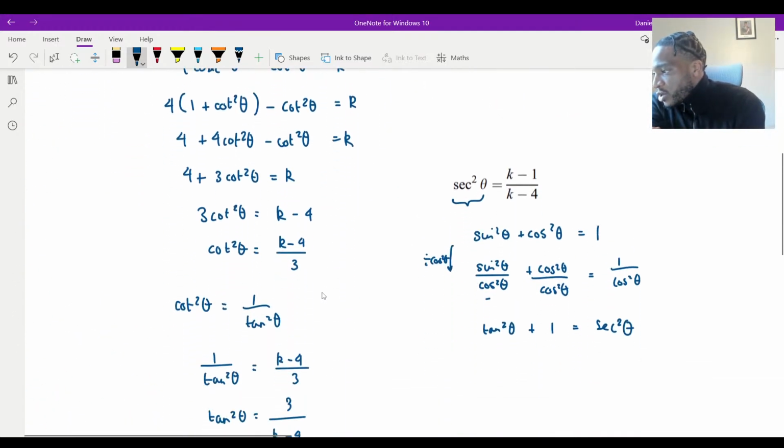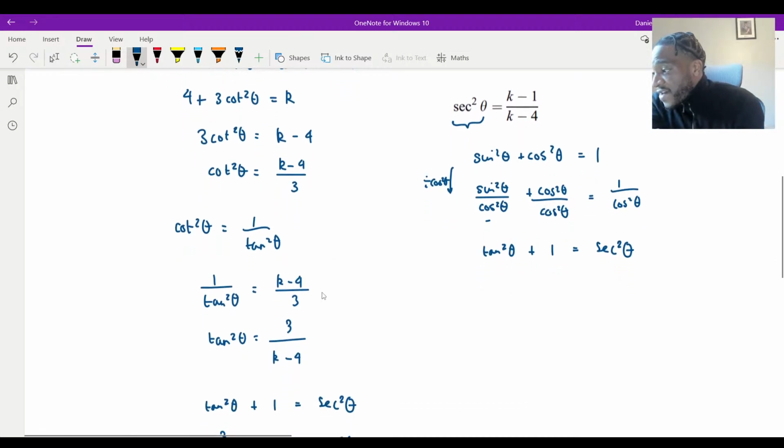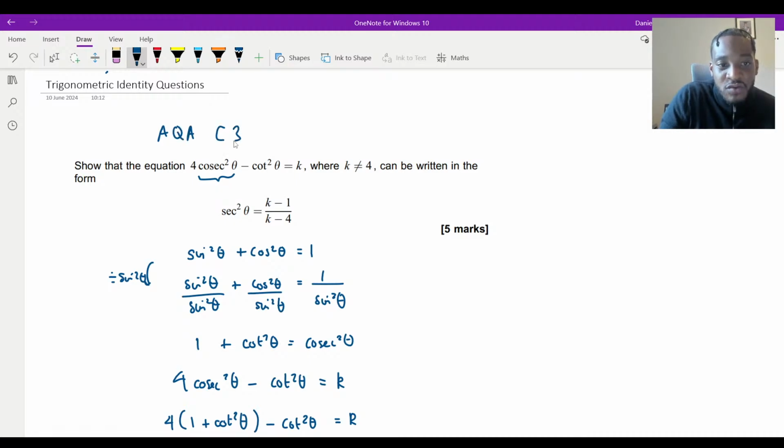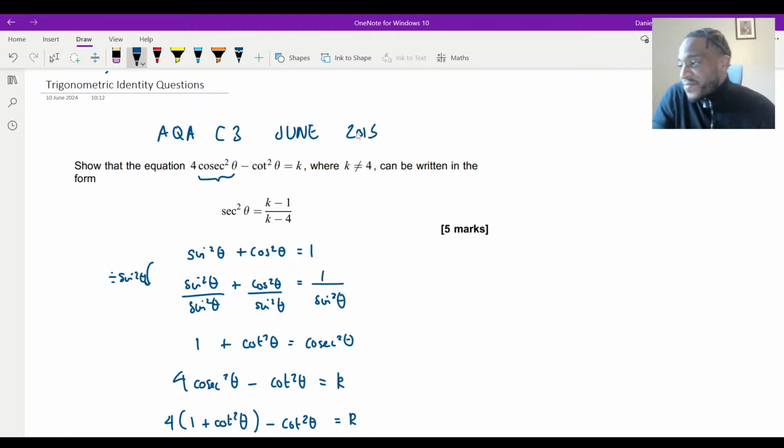Yeah? Cool. To be fair, do you know a fun fact? This question was actually the question in my real exam. This question, you can search it up on Google, is from AQA. I did AQA C3 June 2015. This was the last question on my paper. I saw it, hooked. On this paper, this C3, I got 100 UMS. I have to say that I cooked on this paper. But yeah, cool, so we've done that.